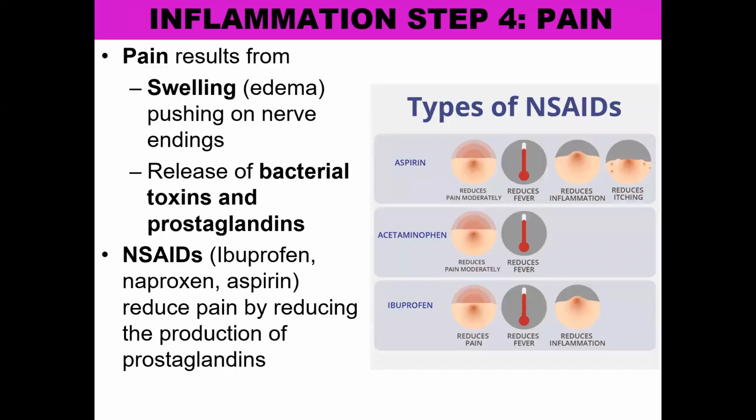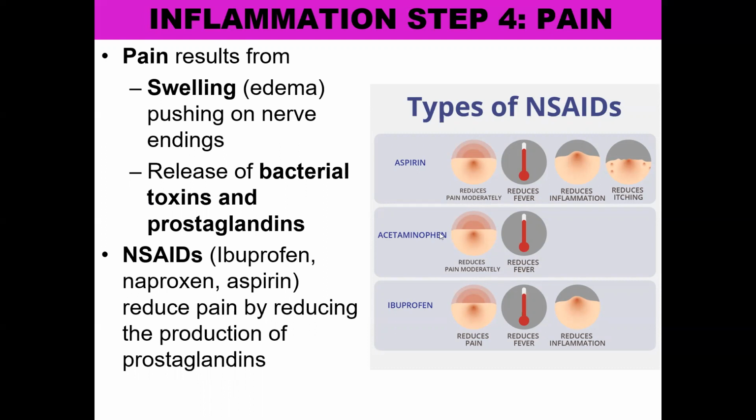All right, step 4 is pain. Pain results from swelling. That tissue is swollen and big, and that presses on nerves. It also results from the release of some toxins and prostaglandins. And remember, we have these NSAIDs that can reduce pain.